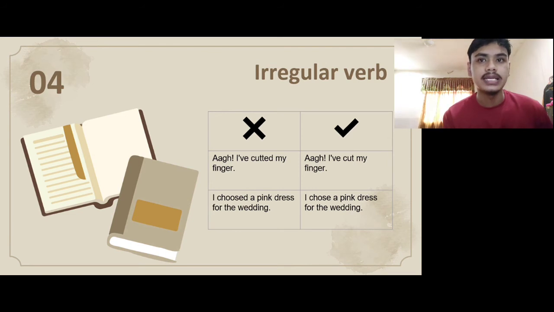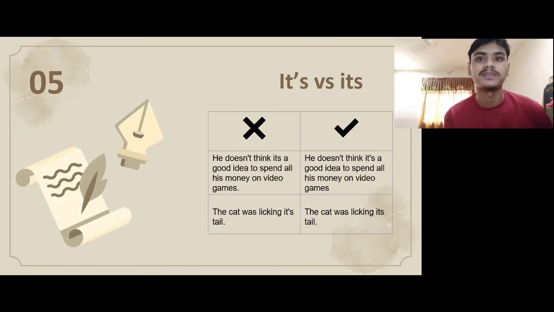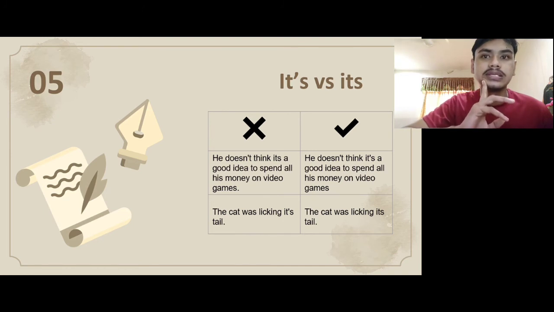Next grammar mistake is misusing it's with apostrophe and its without apostrophe. It's with apostrophe refers to it is or it has. Meanwhile, its without apostrophe means belonging to the subject itself. It is a possessive determiner. We use it to say that something belongs to or refers to something.